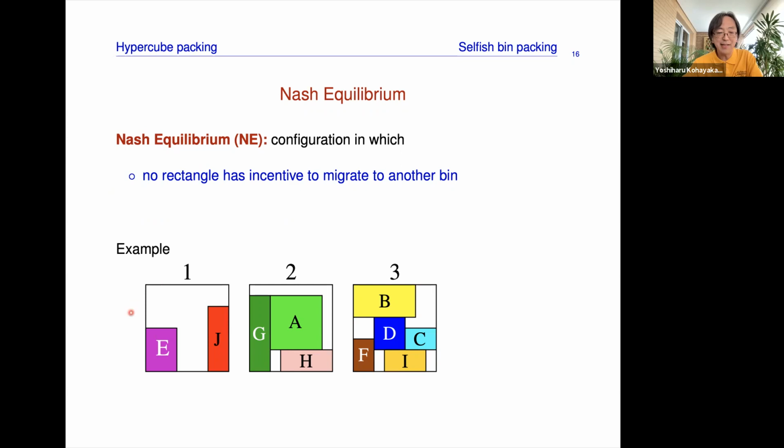So in theory, this is an example of an equilibrium. For instance, you could think of this item C here, the light blue. This one, of course, could move to bin 1, but then it would pay more. So C is happy to be there. We would have to check this for every item in this picture, that each item has no incentive to move anywhere else to reduce its cost. So in theory this is an equilibrium, but I won't check all the items here.